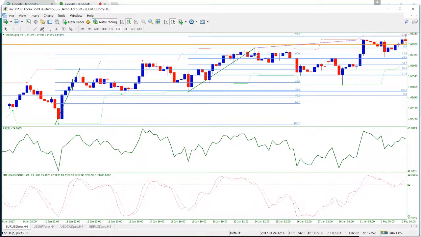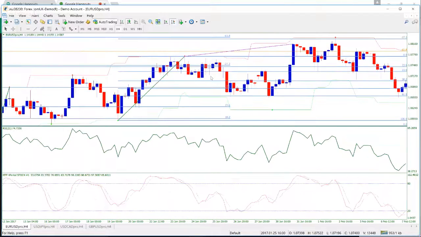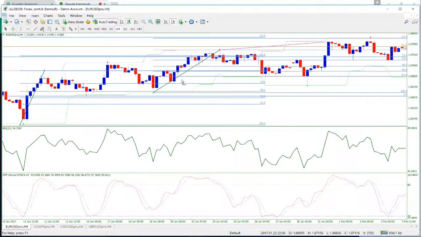Could have entered at this pin bar, even though it was, actually, I can tell. Looks like it closes right on a 38, so I would probably avoid that candle. There's not really a valid candle entry on this one that I'm seeing. Yeah, probably would avoid that.